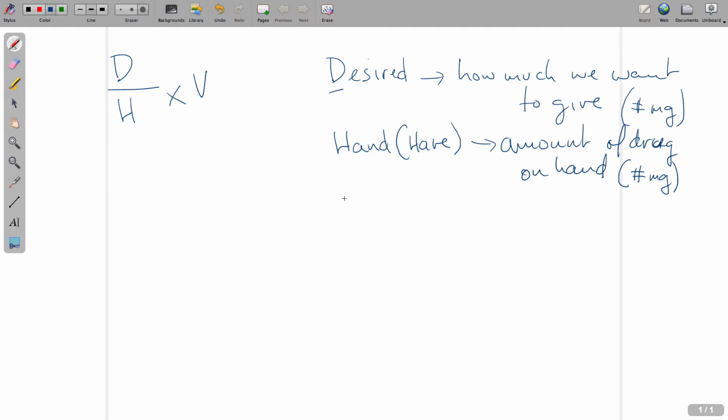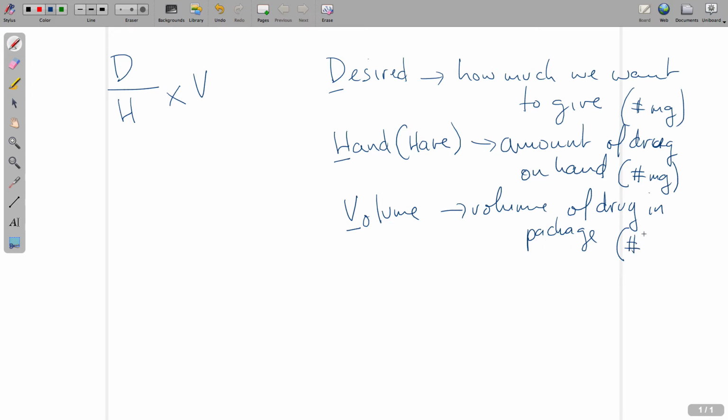And then the V is volume, and this is the volume that you come with. This is the volume of the prepackaged drug, volume of drug in package. So it could be 1 milliliter, it could be 10 milliliters, it could be hundreds of milliliters, it could be in liters. In any case, this is always a volume, so usually it's going to be a number of milliliters.